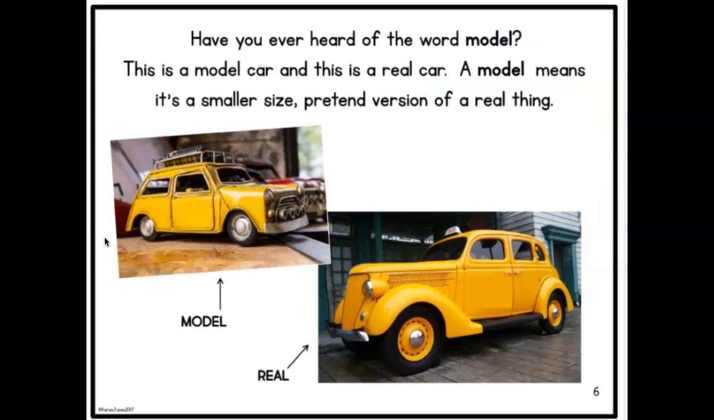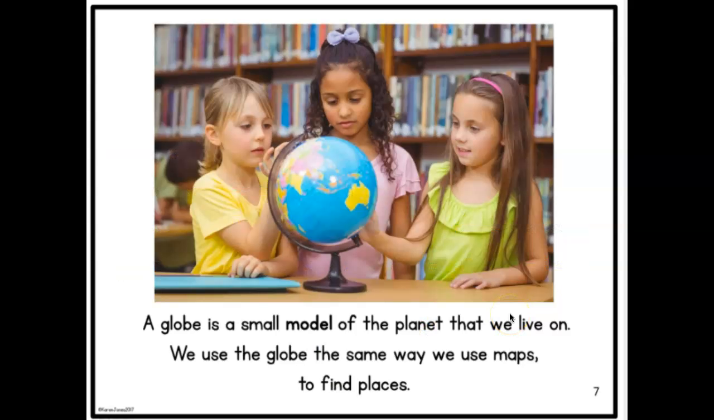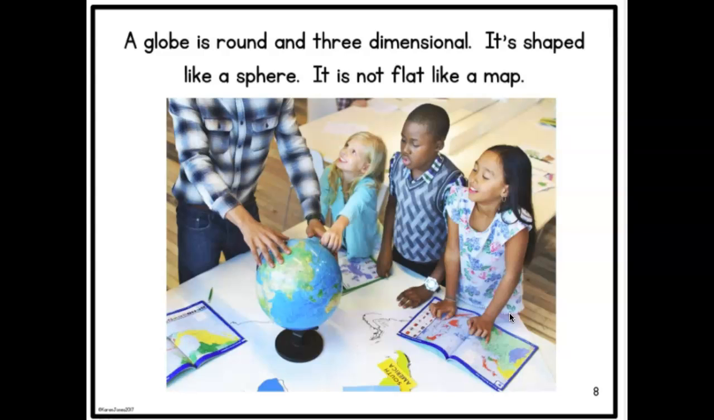Have you ever heard of the word model? This is a model car, and this is a real car. A model means it is a smaller size, pretend version of a real thing. A globe is a small model of the planet that we live on. We use the globe the same way we use maps to find places. A globe is round and 3-dimensional. Wait, I know that word. We heard that word in math. 3-dimensional means solid. It's a shape like a sphere, not flat like a map, not 2-dimensional like paper.